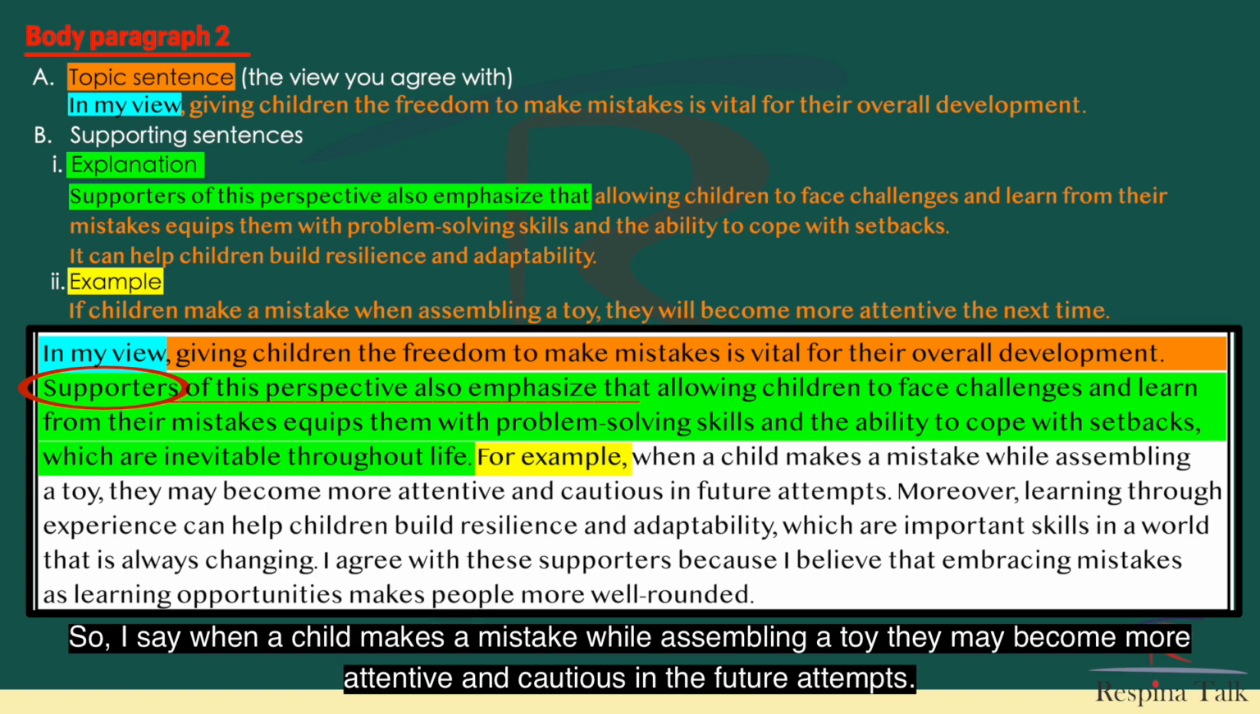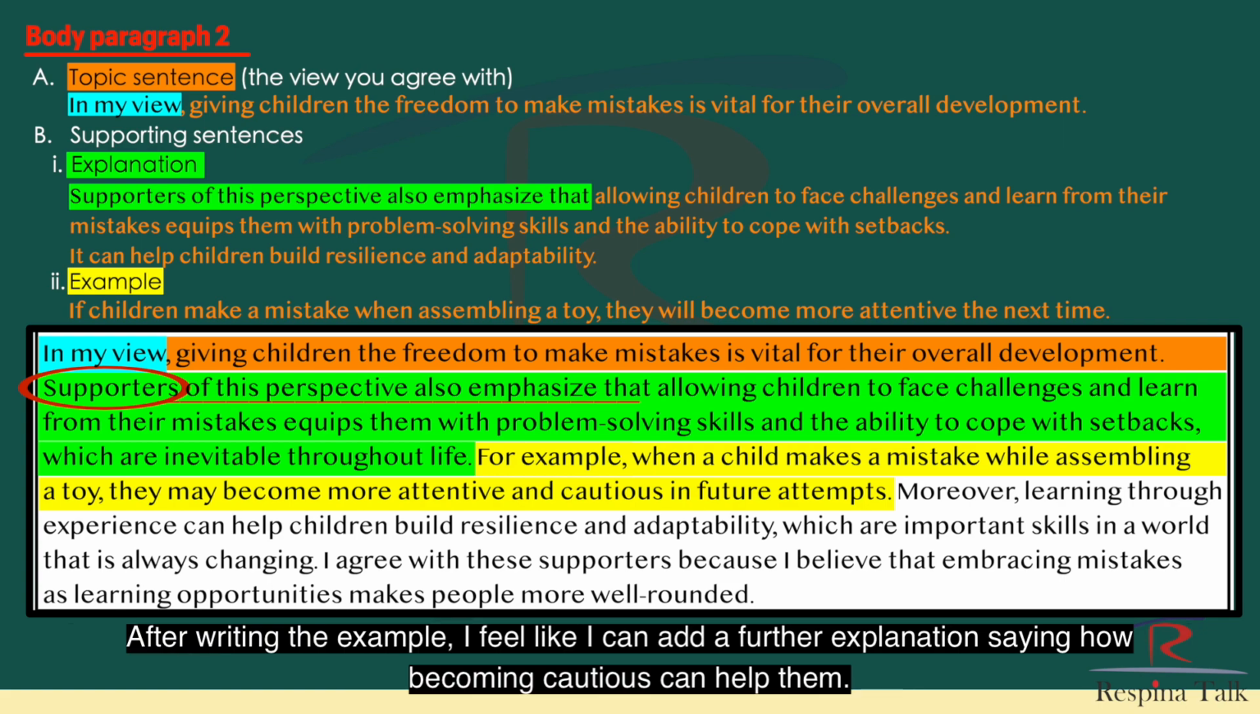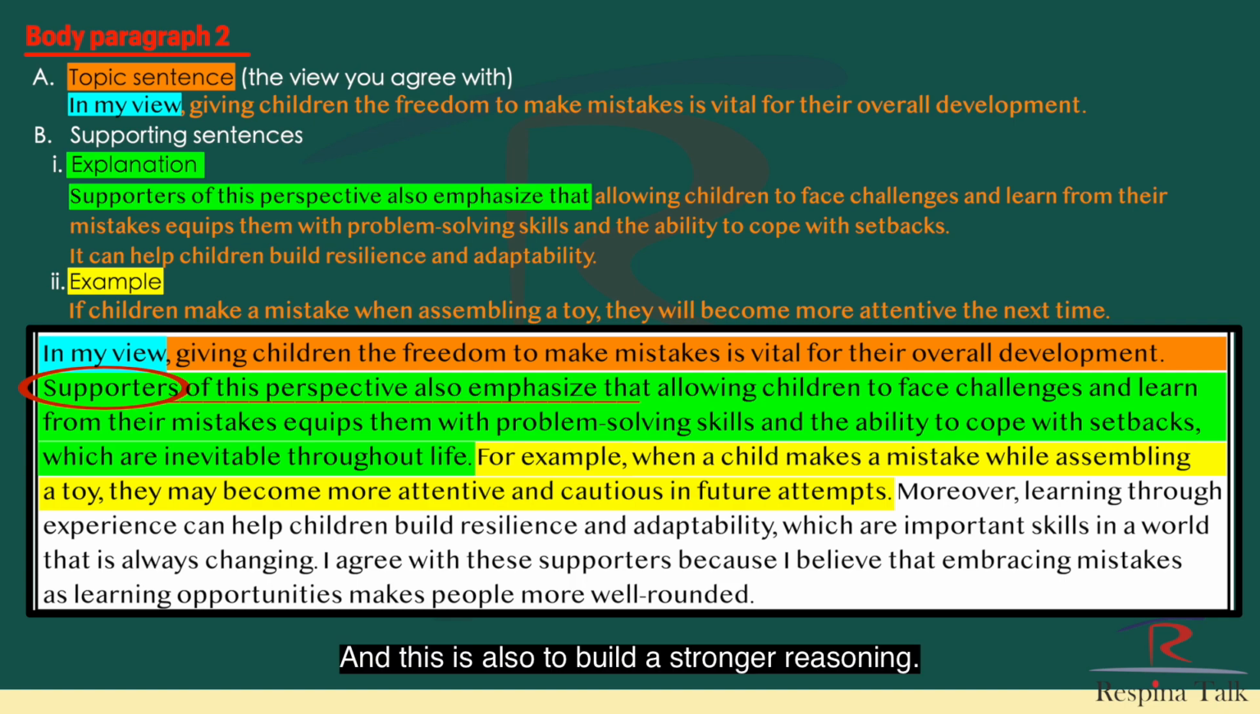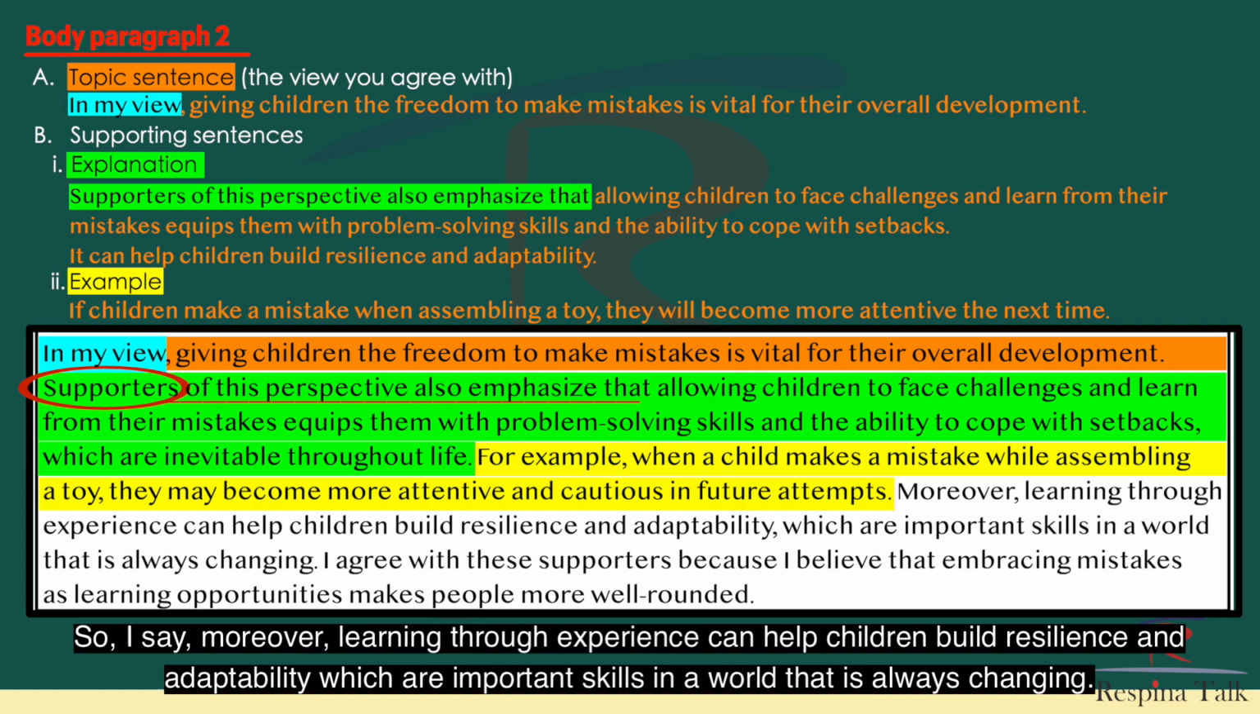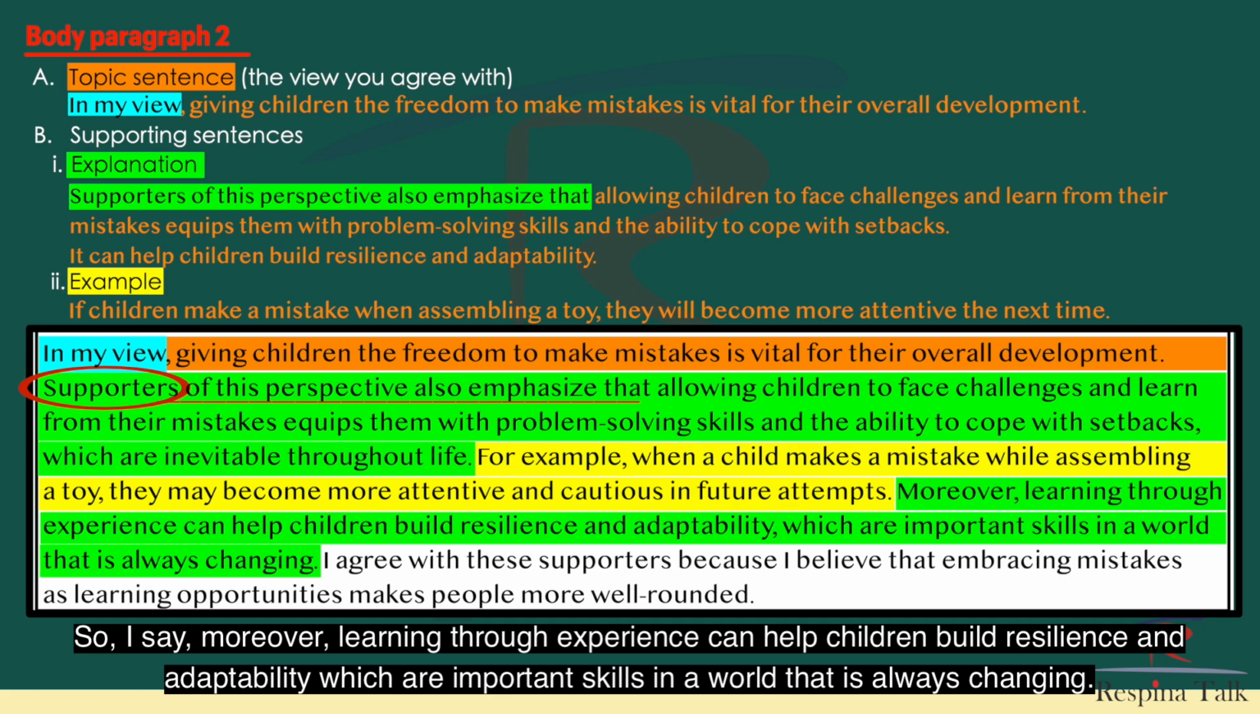So I say, when a child makes a mistake while assembling a toy, they become more attentive and cautious in the future attempts. After writing the example, I feel like I can add a further explanation saying how becoming cautious can help them. And this is also to build a stronger reasoning. So I say, moreover, learning through experience can help children build resilience and adaptability, which are important skills in a world that is always changing.